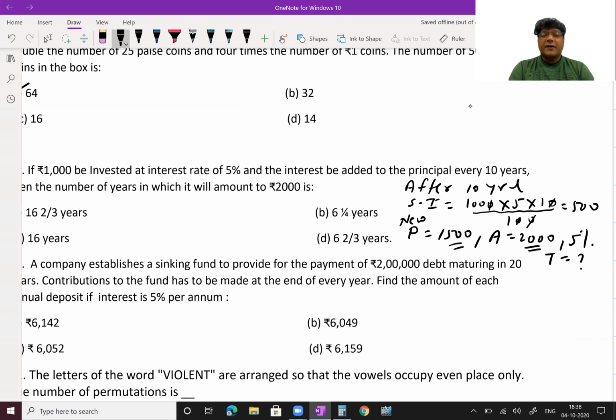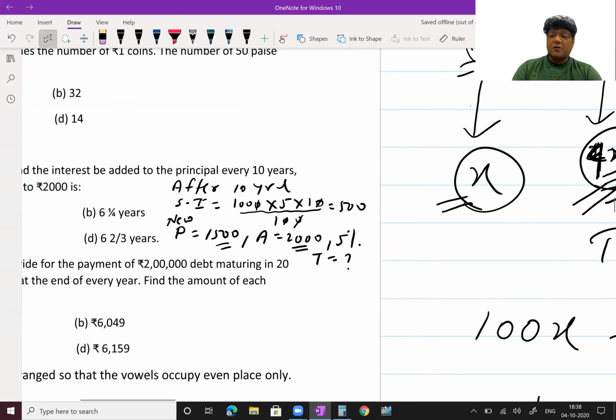On 1500, the rate of interest is 5%. 1500's 5% in 10 years will be how much? 1500 into 5 into 10 by 100. That means 15 into 5 into 10. How much, guys? 15 5s are 75, 750. And our interest is how much? 500 only. That means our answer will obviously be less than 10 years. So we will not get a chance again to add the interest. So we will apply the simple interest formula.